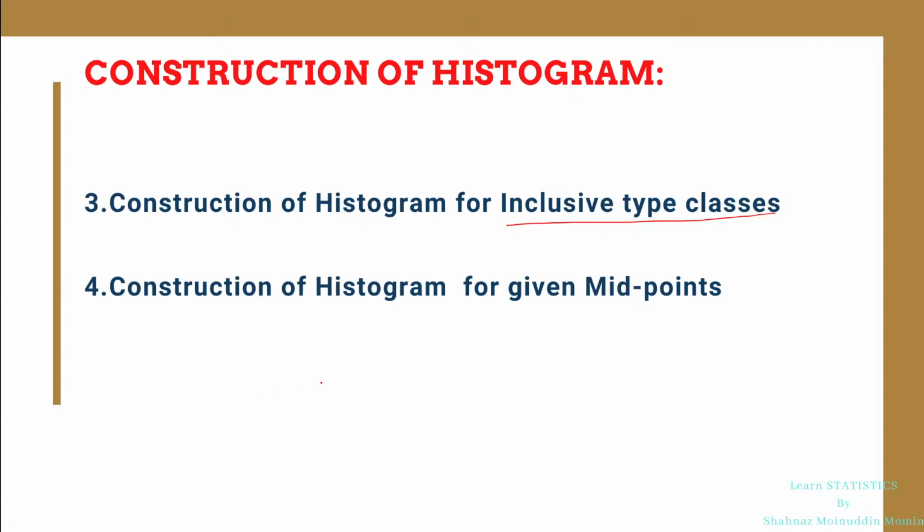The next and last method is construction of histogram for the given midpoints. In this case, midpoints are given and we have to construct the histogram. Midpoint means the lower limit plus upper limit divided by 2 is known as the midpoint of a particular class. The definition of midpoint and calculation of midpoints are also discussed in the previous lecture. If a student wants to learn that lecture, the link is given in the description below.